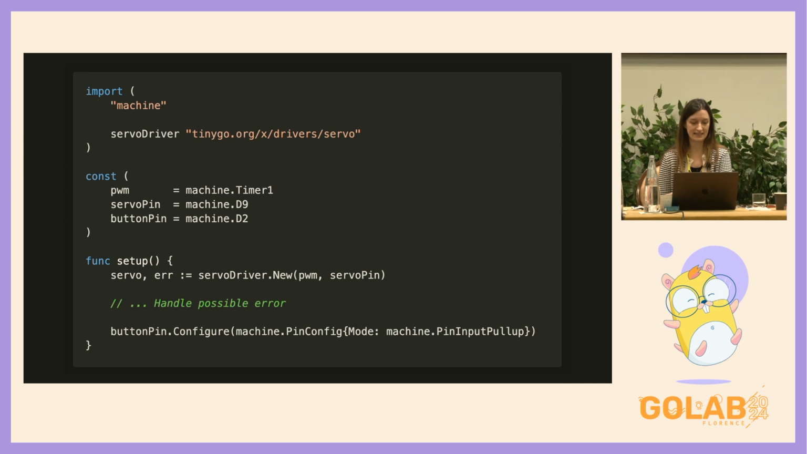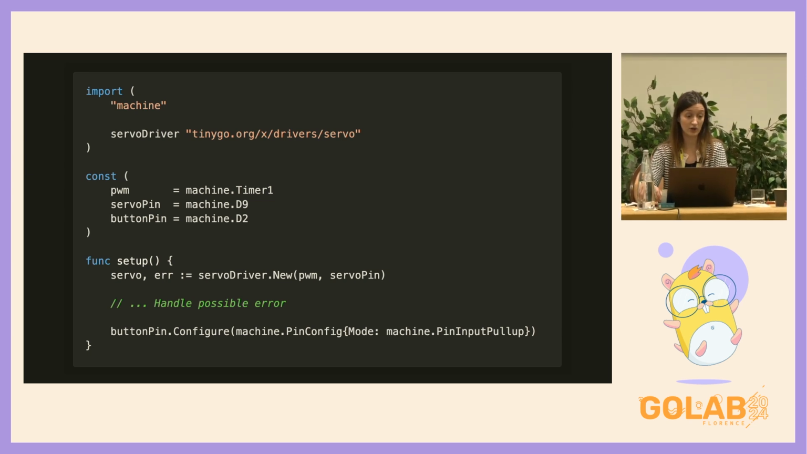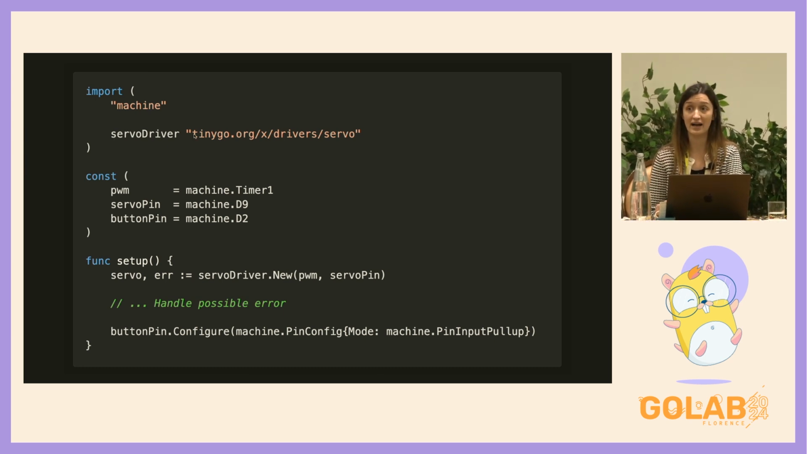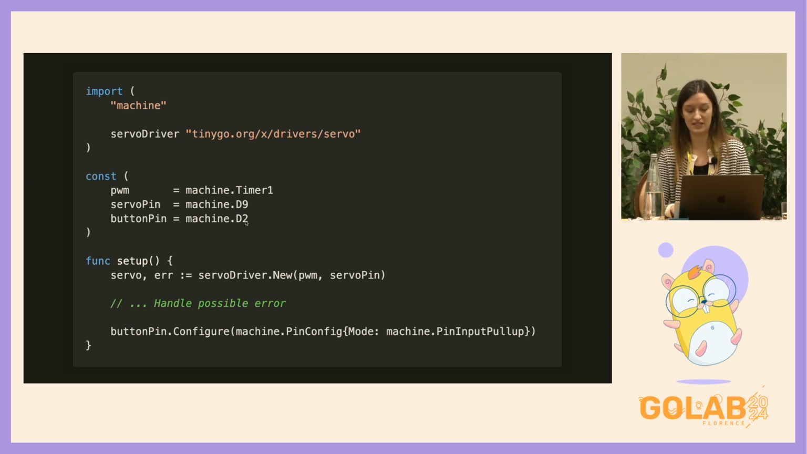Okay, so here's the TinyGo code. What's really nice to point out here is that we have a servo driver package, which makes it really easy to interact with different modules, different components. And setting up a servo driver is really simple. You just give it your pin as well as the pulse width modulation. And we also have the button to open and close the door attached to the button pin, digital pin 2.